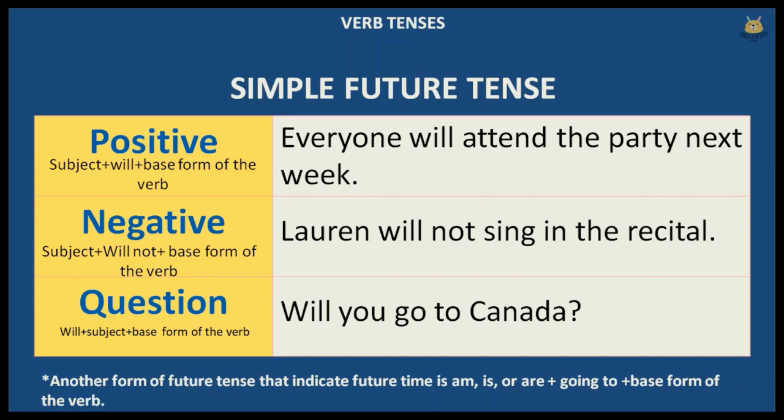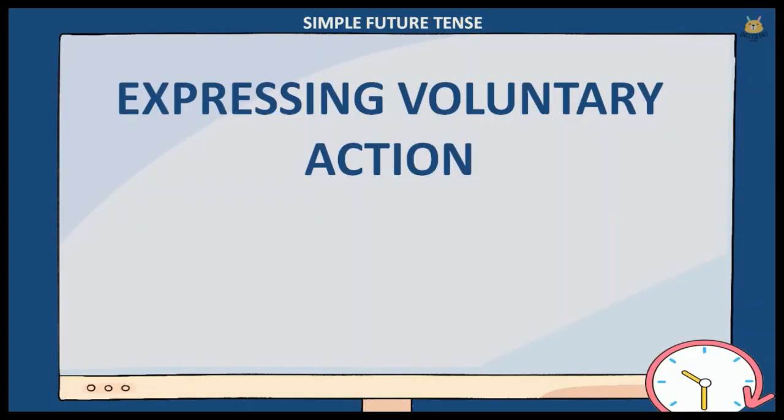Now also, there are other forms of future tense that indicate future time. These are the use of am, is, or are, plus going to, plus the base form of the verb. When do we use the simple future tense? We can use this to express voluntary action.